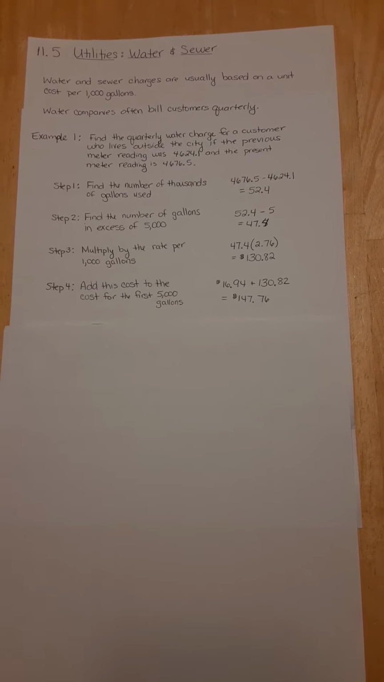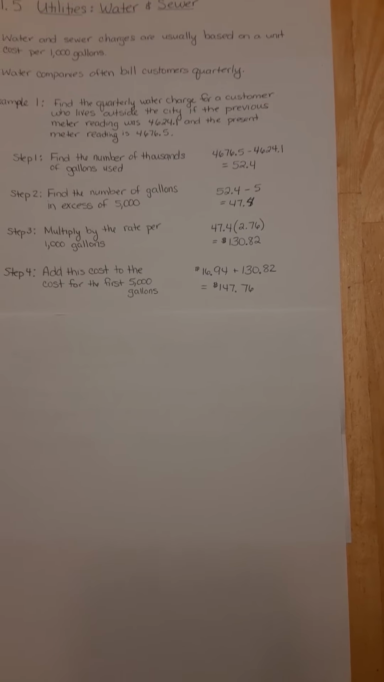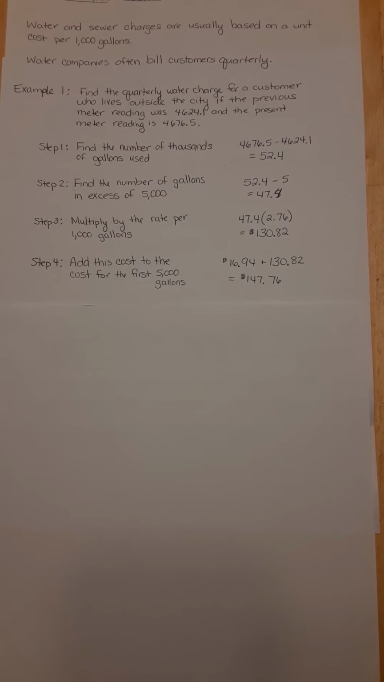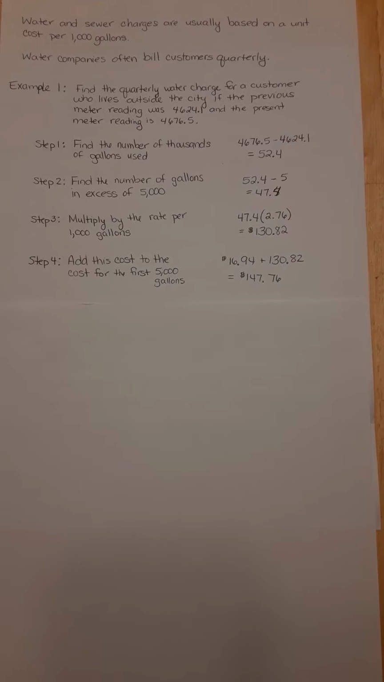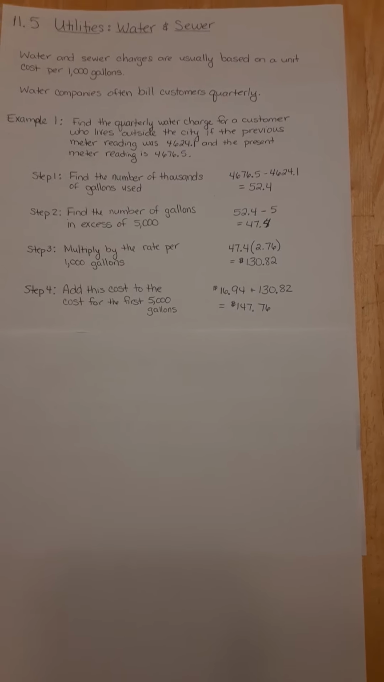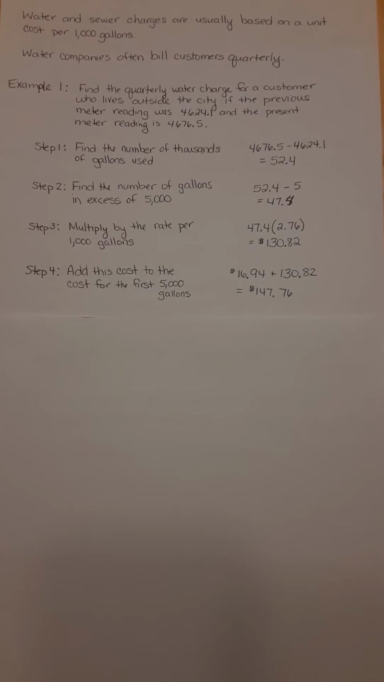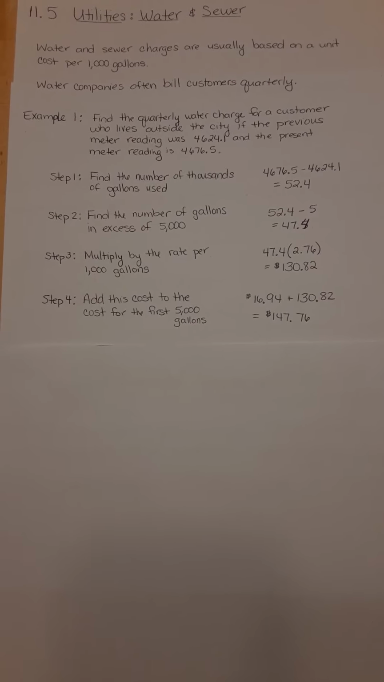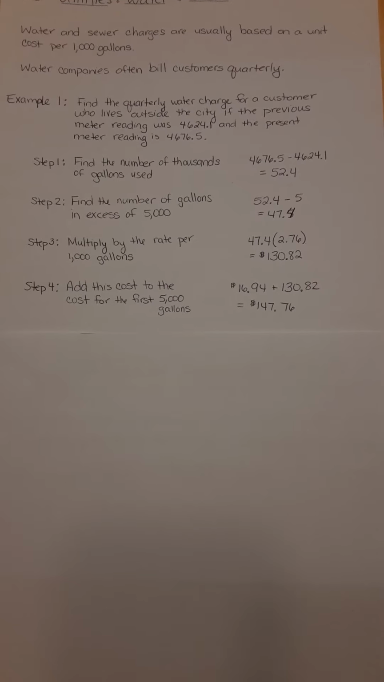Okay, so straightforward is we've got to find how many gallons we've used. Remember, we're measuring it by thousandths of gallons. Find anything over the 5,000 gallon mark. We're going to multiply that by a different rate than the first 5,000, which has the standard fee, making sure we know whether we're being charged for in-city or out-city.